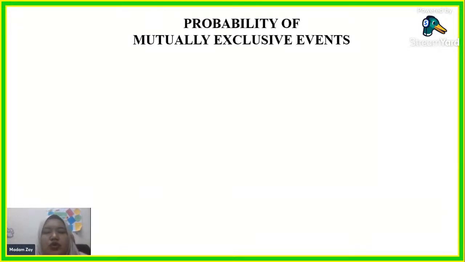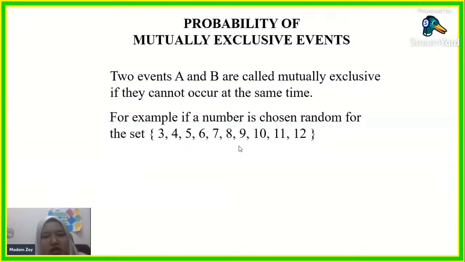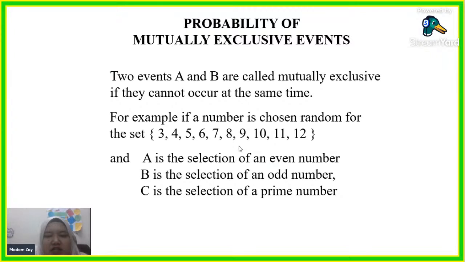Okay, probability of mutually exclusive events. Two events A and B are called mutually exclusive if they cannot occur at the same time. What does it mean by cannot occur at the same time? So, where is the event where A and B occur at the same time? For example, if a number is chosen randomly from the set 3, 4, 5, 6, 7, 8, 9, 10, 11, and 12, A is a selection of an even number, B is a selection of an odd number, C is a selection of a prime number.